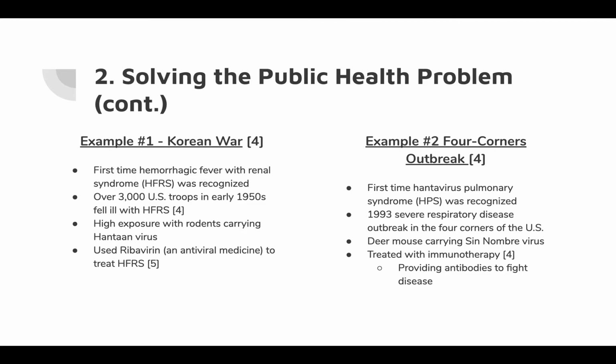Another example is the Four Corners outbreak, which made hantavirus pulmonary syndrome recognized in the U.S. In 1993, a severe respiratory disease broke out in the Four Corners of the U.S. and was later discovered to be a specific hantavirus caused by rodents carrying the Sin Nombre virus. The patients were given antibodies to fight off the disease through immunotherapy. Many patients also needed oxygen therapy to help with breathing.